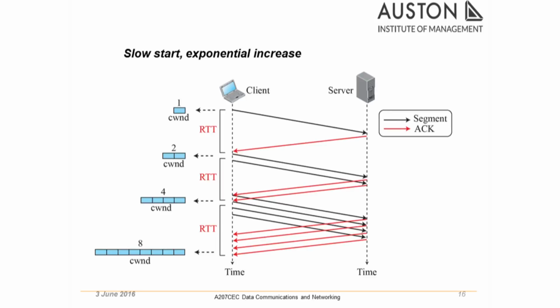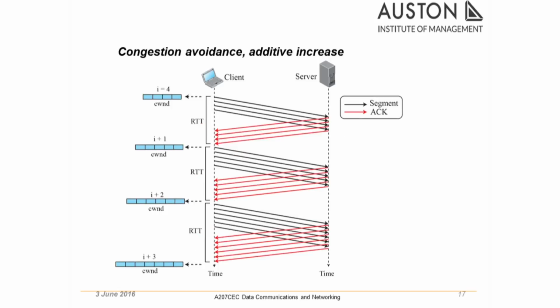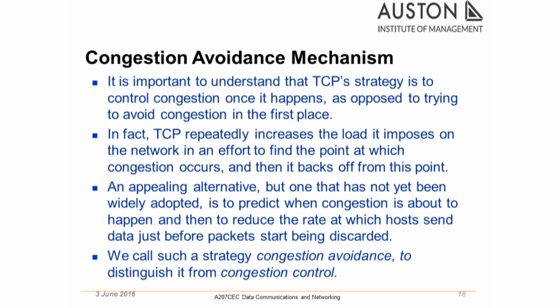There is the slow start method, shown here. What happens is, resources are slowly added, but only after congestion starts to happen. There is also the method of congestion avoidance, shown here. What happens is, resources are proactively added such that if congestion starts to happen, resources can continue being added such that it's not a problem anymore. TCP repeatedly increases the load it imposes on the network in an effort to find the point at which congestion occurs, and then it backs off from this point.